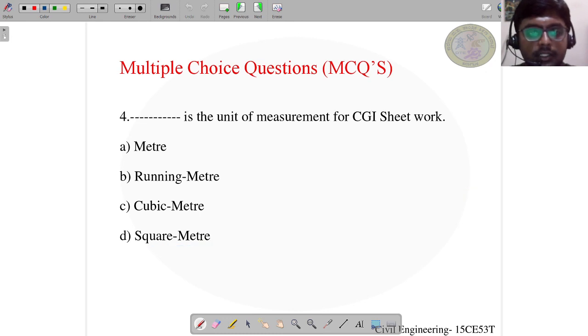Next, dash is the unit of measurement for CGI work, corrugated galvanized iron sheet work. So the answer is square meter. So the unit of measurement is square meter.